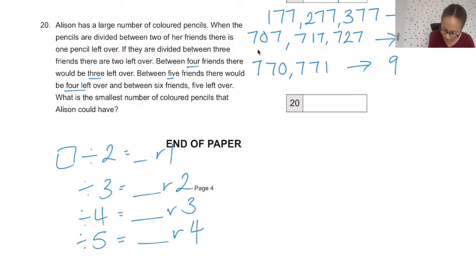And between 6 friends, there are 5 left over. Now, let's look at these number sentences to see if I can rule out any numbers. Starting with divided by 2, and then we get a remainder 1. Well, if we divide by 2 and we get a remainder, then the number must be odd. So we need an odd number for our answer.